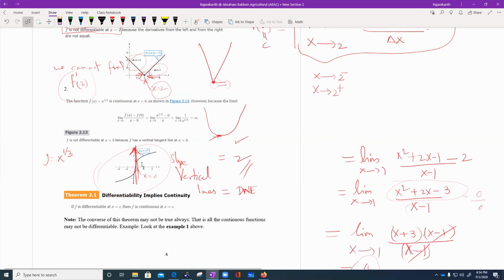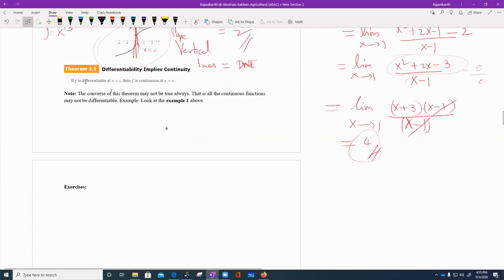Okay? So there are 2 cases you have now learned. One is if you have a sharp turn, then there's no differentiability there. And if you have a vertical tangent line at the given graph, there also you cannot find the derivative. Okay, you cannot differentiate. That makes sense? Yes, sir. Okay.